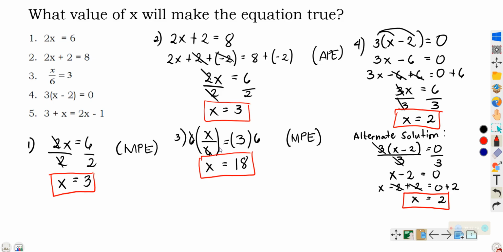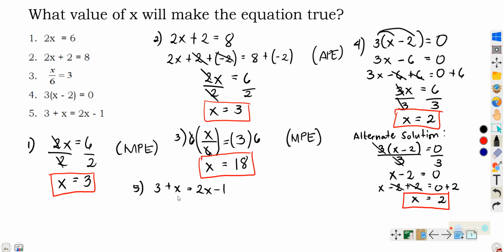Kasya pa ba sila dito? Pagkasyahin natin. So, number 5. So, number 5, we have 3 plus x equals 2x minus 1. So, as you can see, may variable x sa left side, may variable x sa right side. Okay? So, yung constant na nasa left side, ililipat lang natin sa right side. And then, yung variable naman po na nasa right side, kailangan mapunta sa left side.